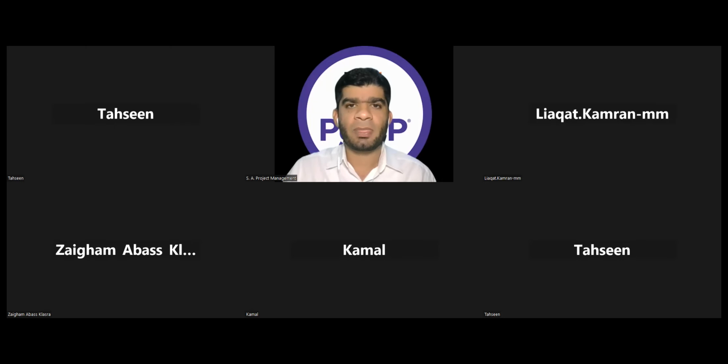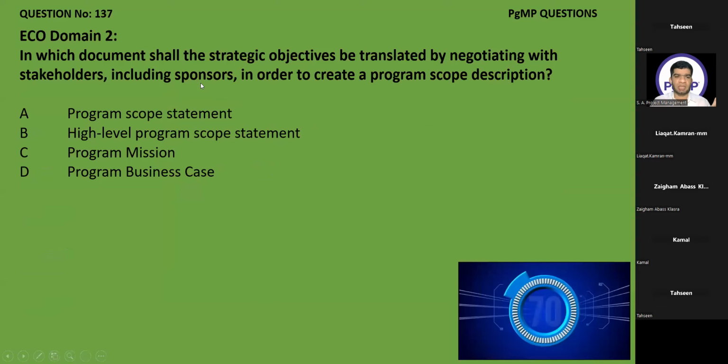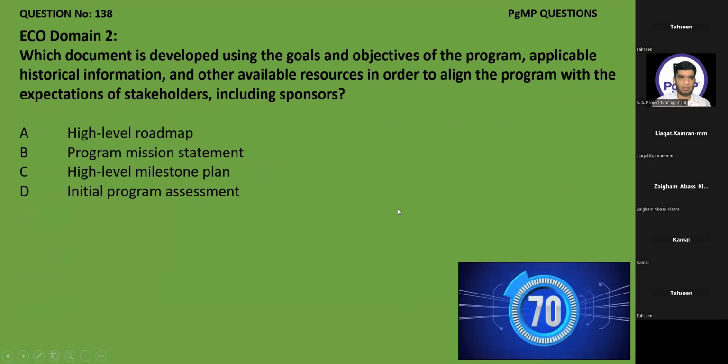Just keep in mind that in the real exam, maybe he will not give you such tough options, but we have to prepare for everything. So please make sure that we link whether we are talking about a high-level document or a normal document. Here the keywords are the strategic objectives, which means it is coming from the beginning. So the correct answer of 137 is B. Kamal sir, clear? Yes, sir. Next, 138.